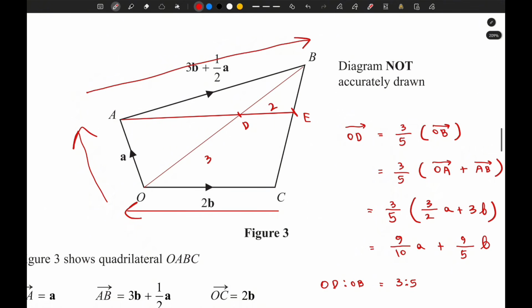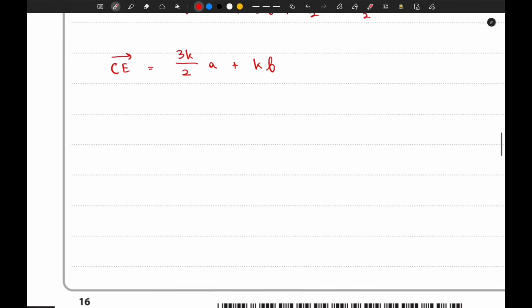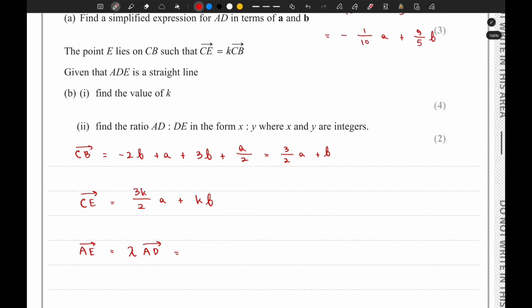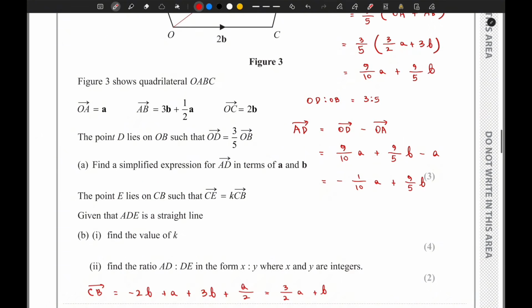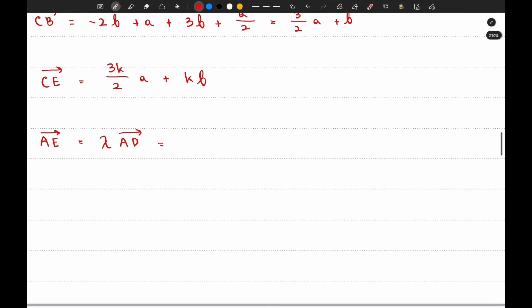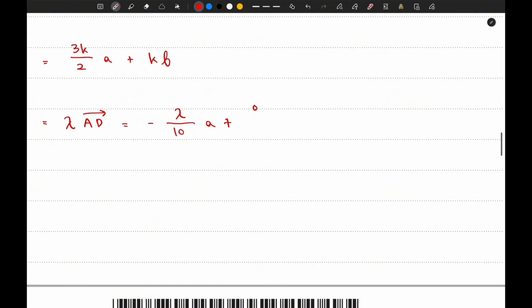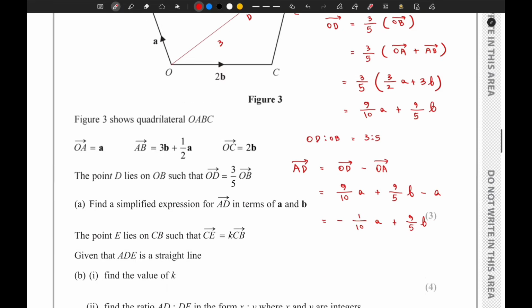All right. Now ADE is a straight line, which means that we can create another equation from this. We can say that the AE vector equals lambda of the AD vector. So we know that the AD vector is this, so that's minus lambda over 10a plus 9 lambda over 5b. So that's the AE vector.